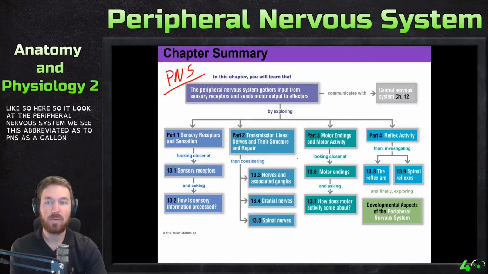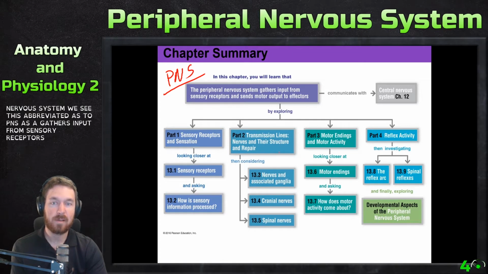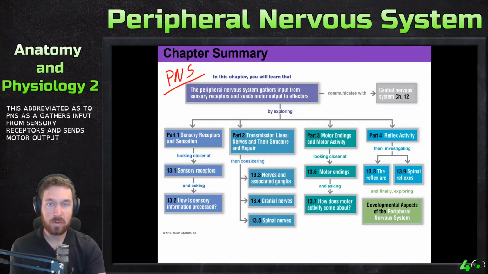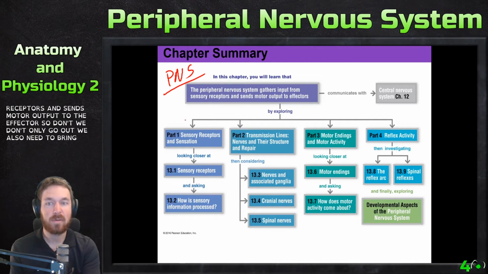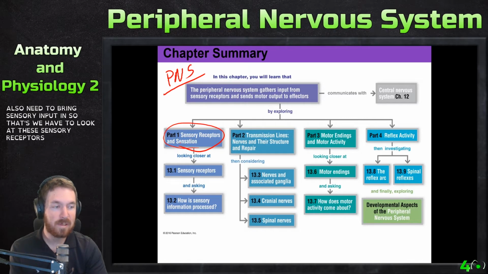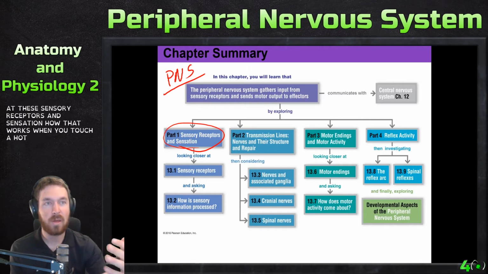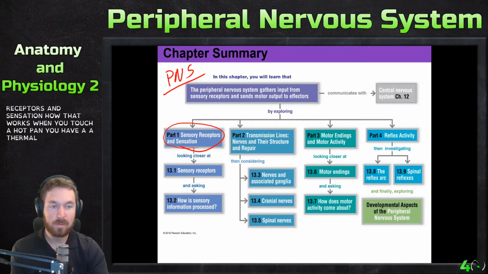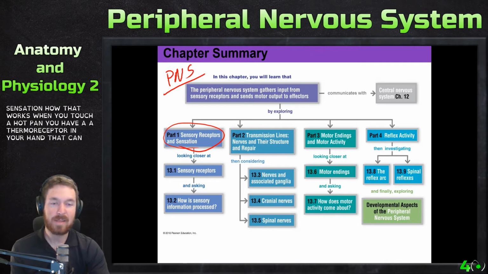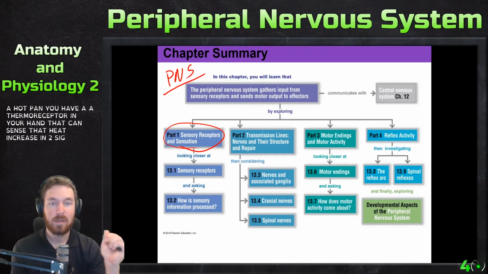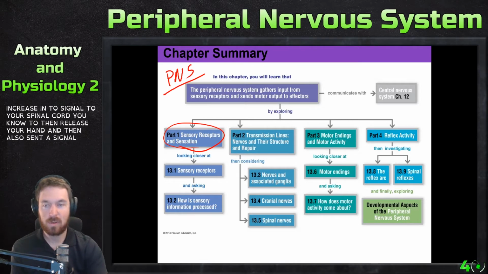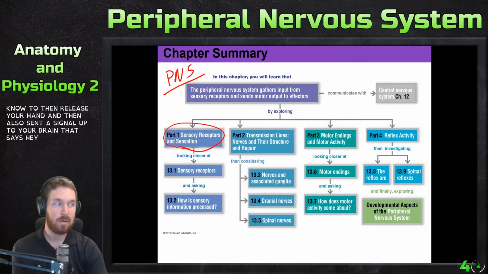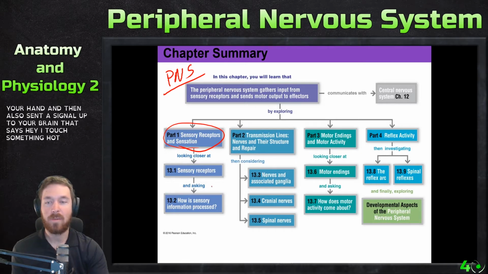So here, looking at the peripheral nervous system, we see this abbreviated as the PNS. It gathers input from sensory receptors and sends motor output to the effector. So we don't only go out, we also need to bring sensory input in. We have to look at these sensory receptors and sensation, how that works. When you touch a hot pan, you have a thermoreceptor in your hand that can sense that heat increase, sends a signal to your spinal cord to then release your hand, and then it also sends a signal up to your brain that says, hey, I touched something hot.